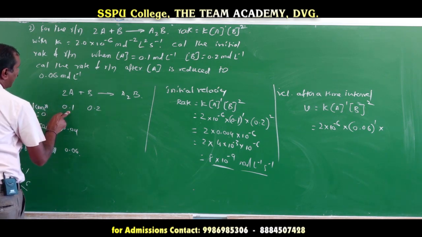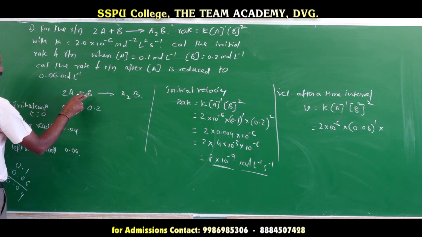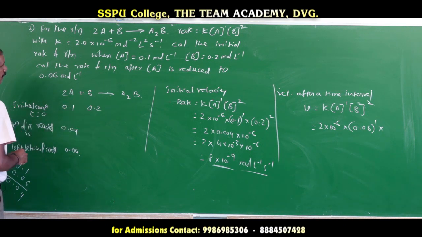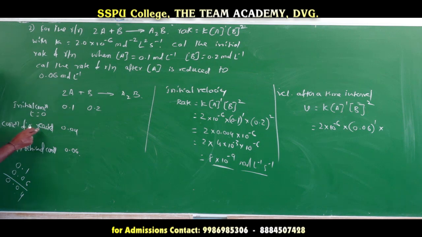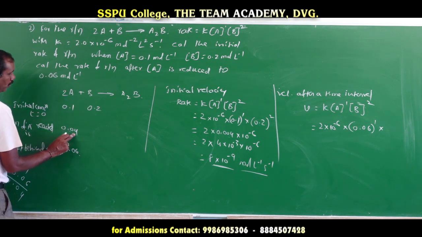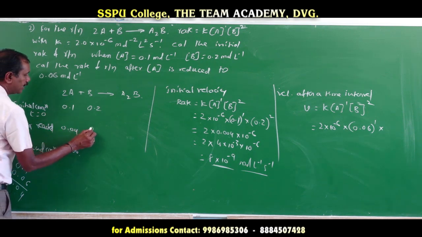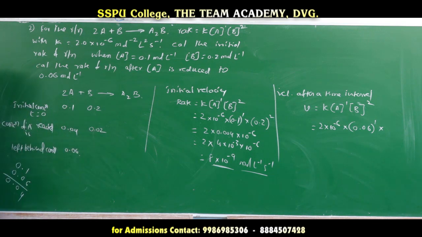0.1 mole of A reacted, 0.2 mole of B can react. If the concentration of A reacted is 0.04, then the concentration of B reacted should be 0.02. Why? For 2 moles, 0.04 mole can react. For 1 mole, how many moles of B can react? It should be 0.02.